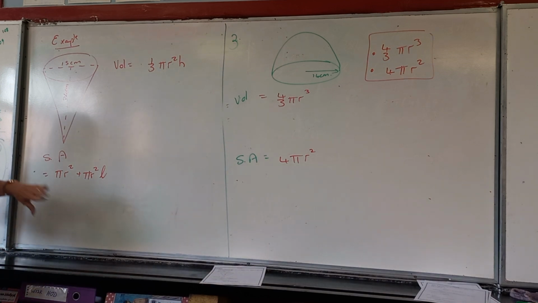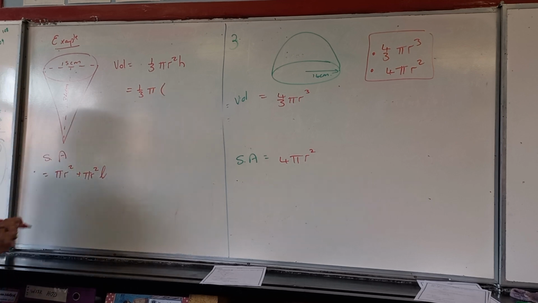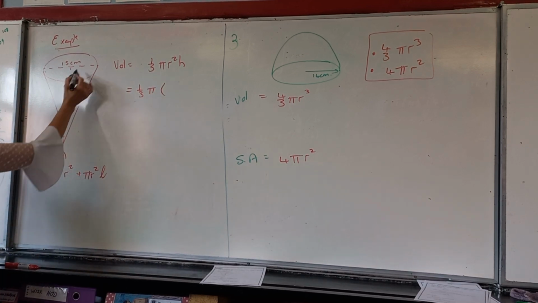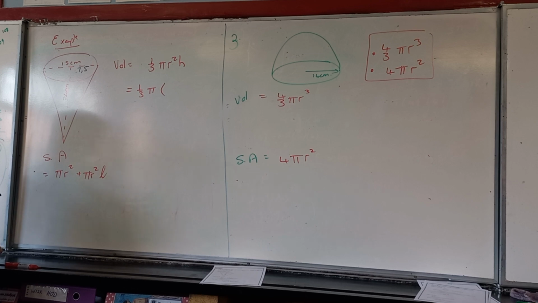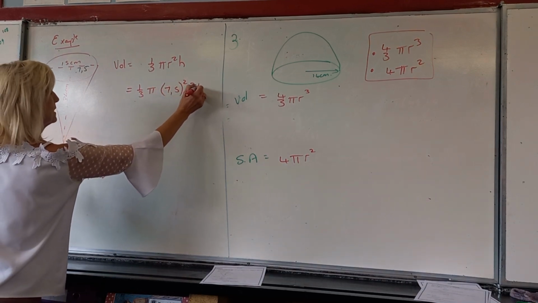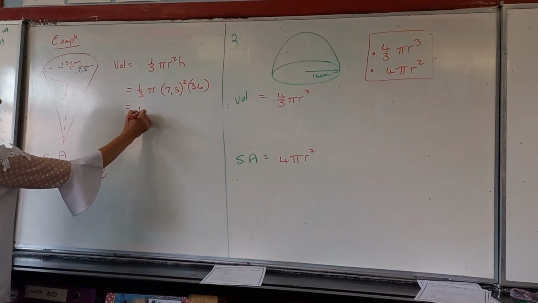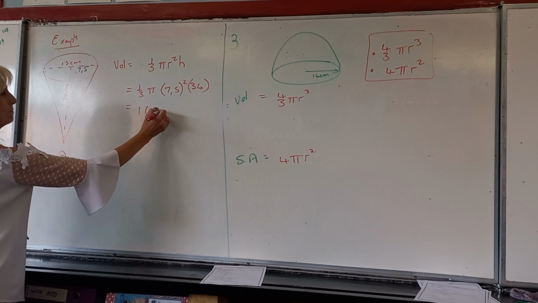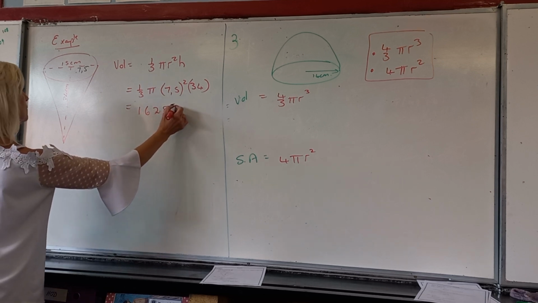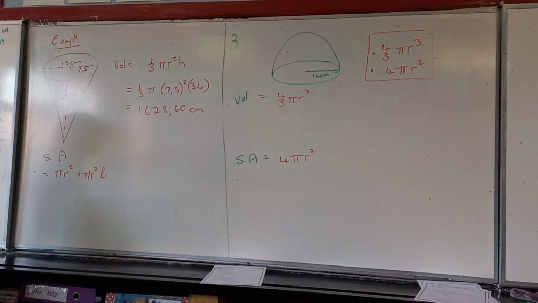So for this one then, normal cone, and I'm assuming if they don't say anything else that it's solid, and they want, first of all, the volume, so you just substitute in the R width. 7,5, don't be fooled. 7,5. And the height was 34 centimeters. Answer please. 1, 6, 2, 8, 6, 0. And it was also centimeters. Just centimeters, shush.